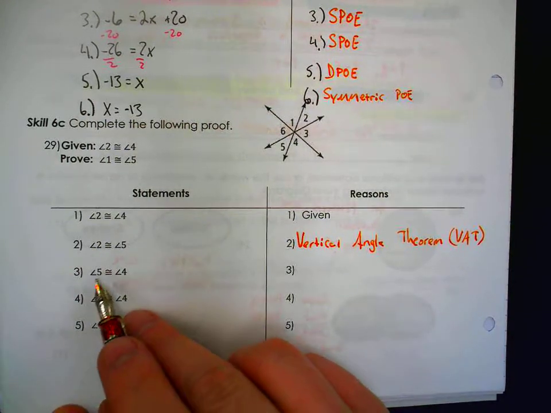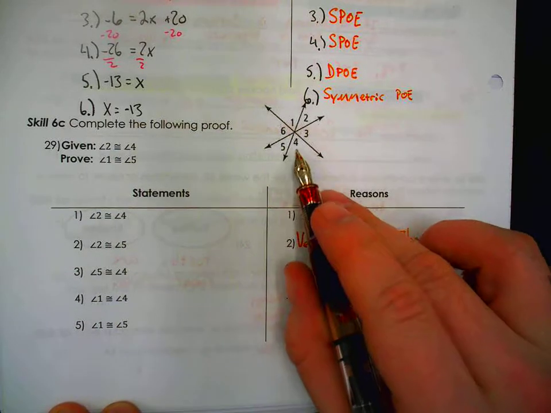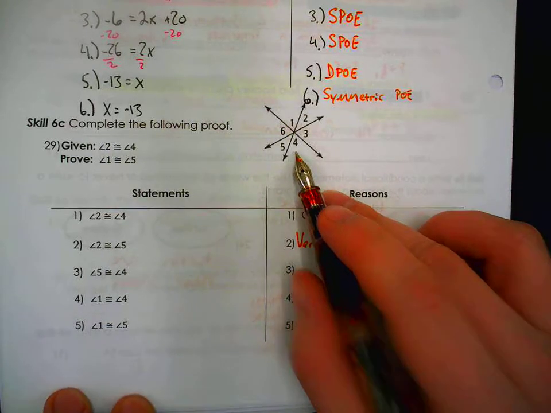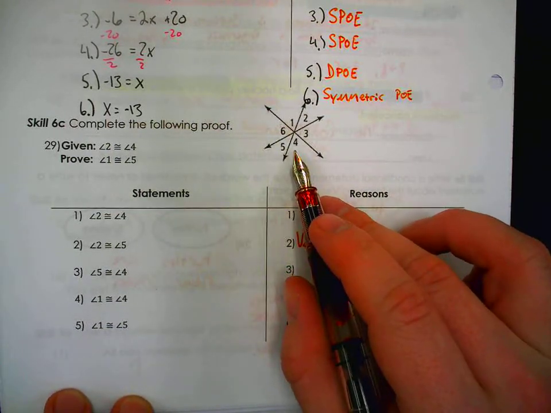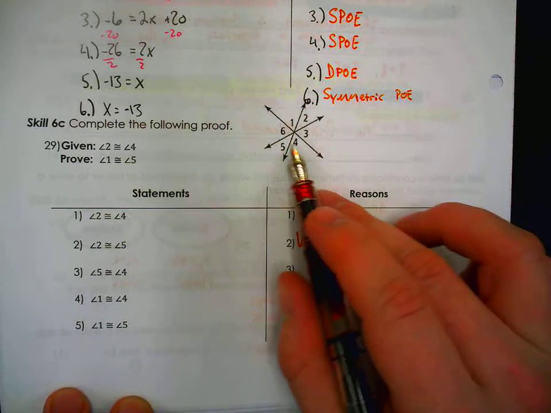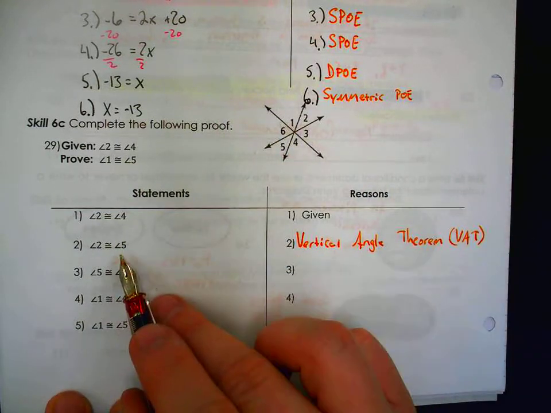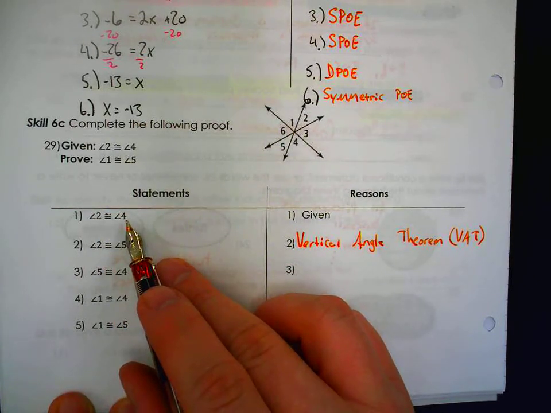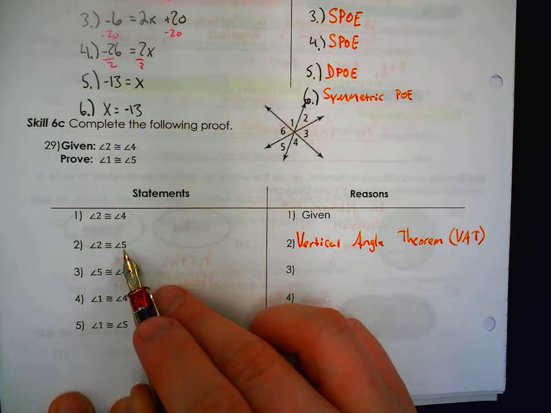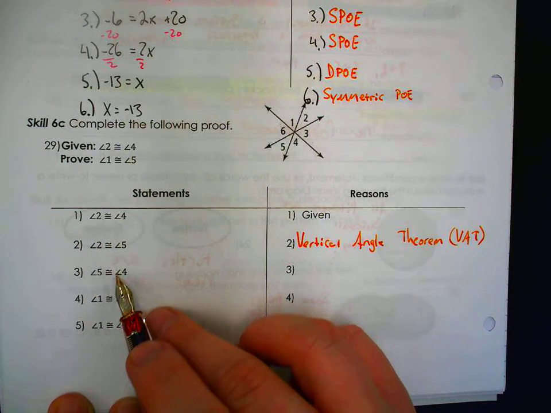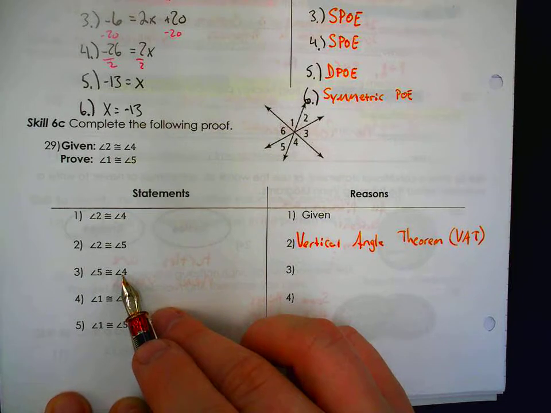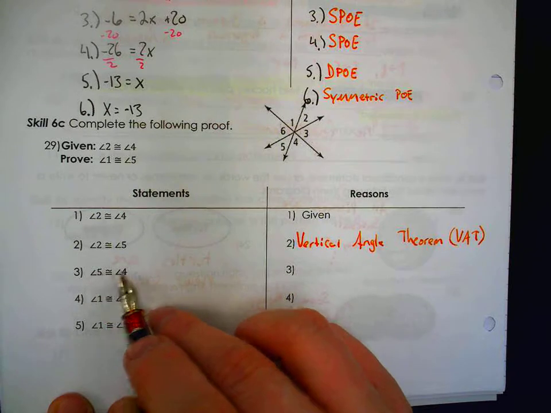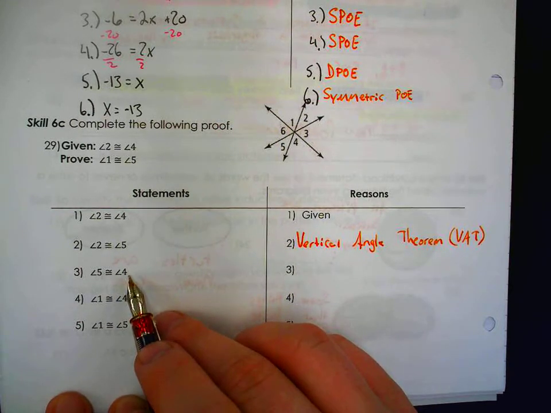Next, we have angle 5 is congruent to angle 4. Looking at my picture, angle 5 and angle 4 are adjacent. However, there is nothing about adjacent angles that says they have to be congruent. So nothing in this picture is telling me these have to be equal. I'm going to look over here. My first statement was 2 is congruent to 4. My next statement, 2 is congruent to 5. And then my conclusion, 5 is congruent to 4. Well, if 4 is congruent to 2 and 5 is congruent to 2, then these two have to be congruent to each other. Which property was that?